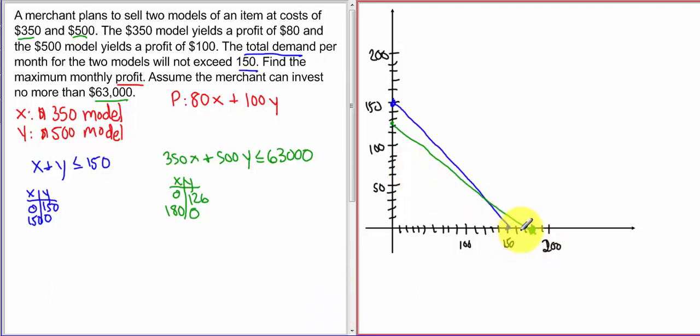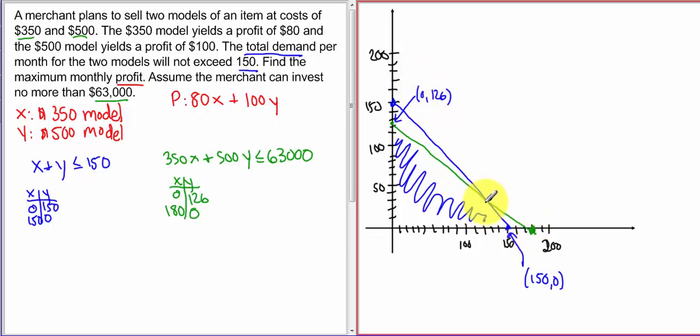Now, for the blue equation, we are shading below because I test the point 0, 0. 0, 0 is less than 150. And also for the green line, if I test the point 0, 0, 0 is less than 6,300. So I'm shading this whole area here. So we have one test point we're going to plug in, which is 150 and 0. We have another one, this green point, which was 0 and 126. We need to find this intersection point.